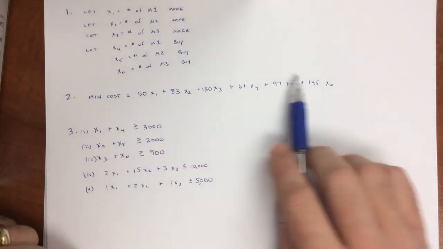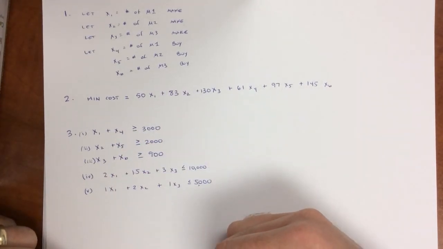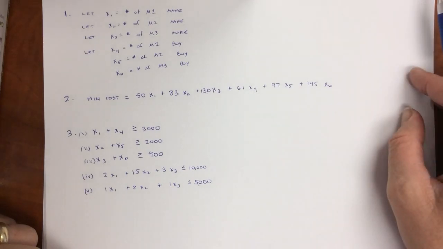So here we're going to minimize our costs by filling the orders and by producing the best we can within our factory. And now we just need to put this into Excel and solve.